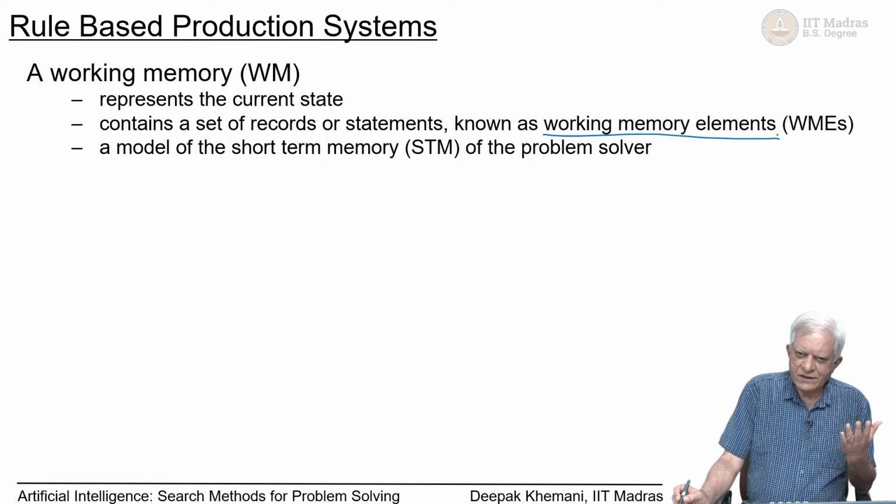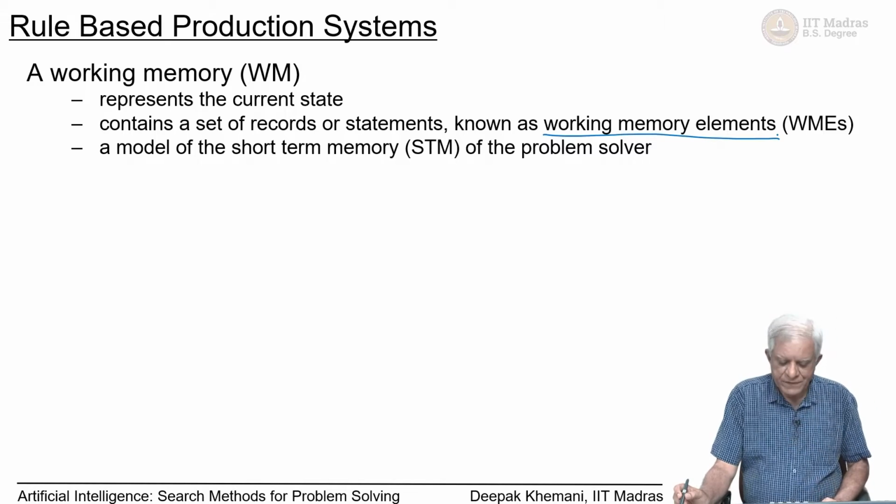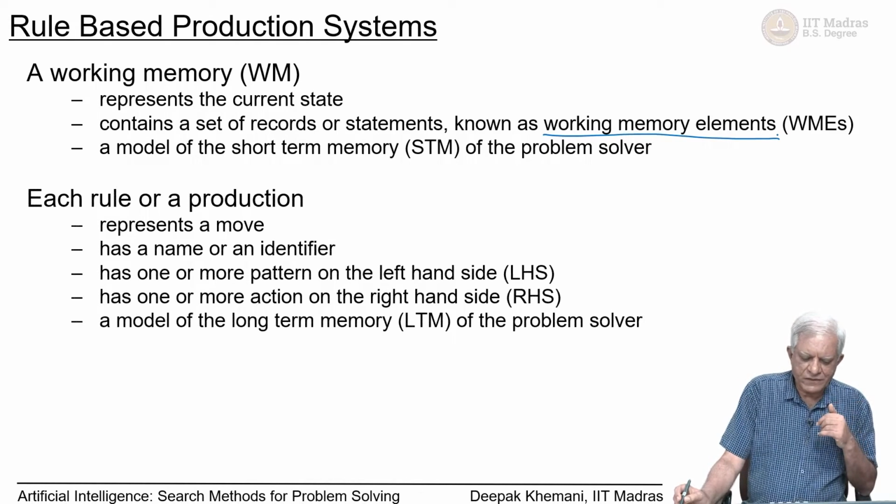And we tend to think of this working memory as a short term memory of the problem solver, because it is dealing with the current situation, what is true at a given state or a given point of time. Then we have a set of rules essentially, and each rule, which we also call a production, represents a move. It typically has a name or an identifier, has one or more patterns on the left hand side, which we will call LHS or left hand side, and has one or more actions on the right hand side, which we will call the RHS side.